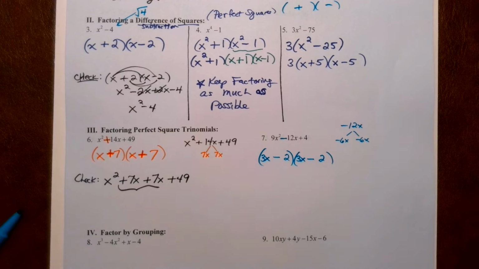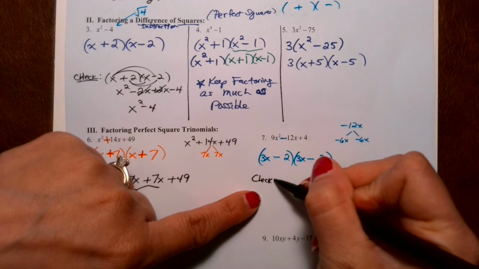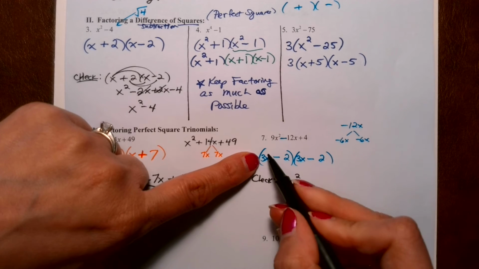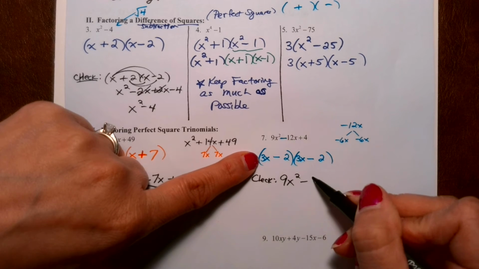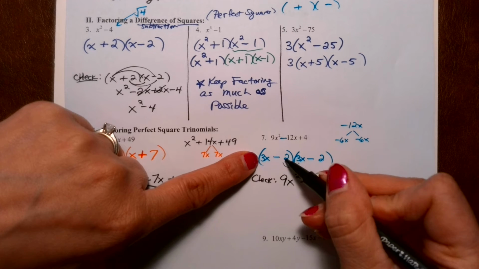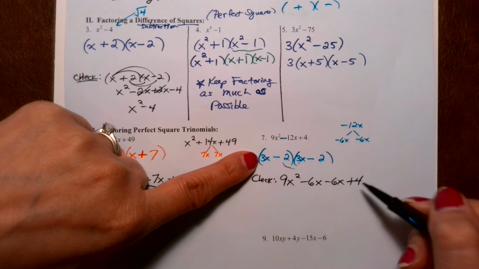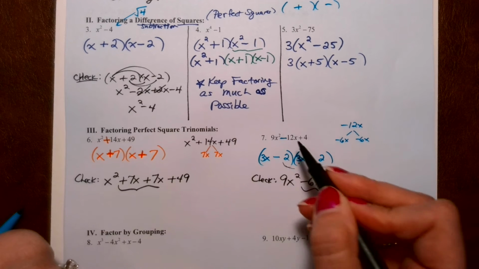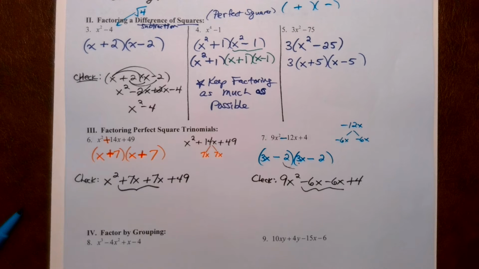Let's go ahead and check. Let's check, okay? 3x times 3x is 9x squared. The outers make minus 6x. The inners make minus 6x. And then the last, plus 4, okay? So these middle terms right here do indeed combine to make minus 12.